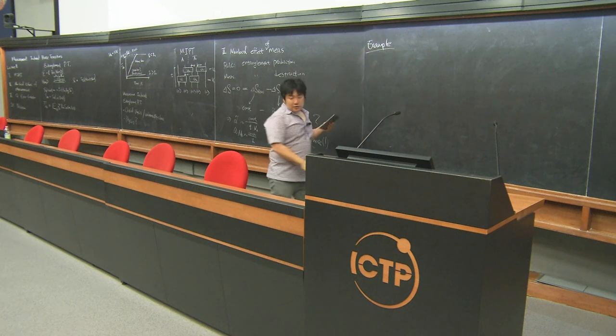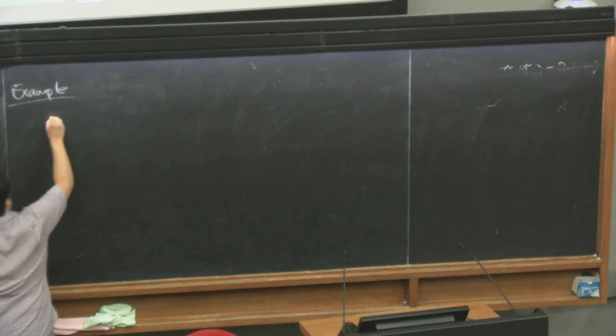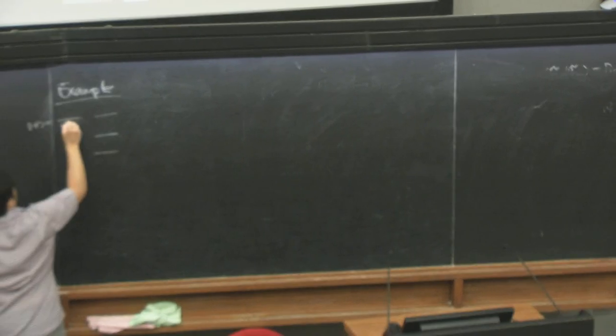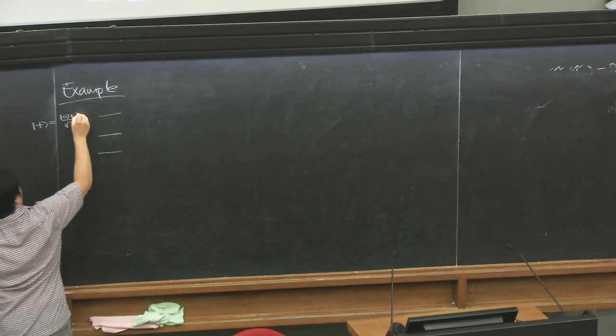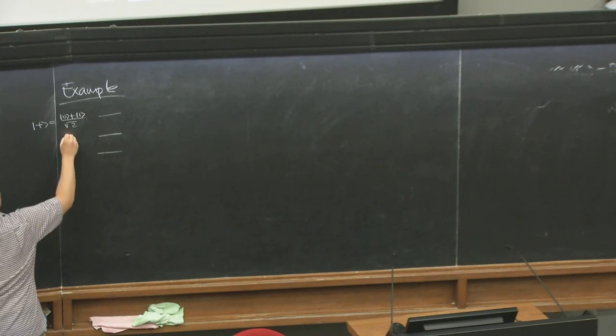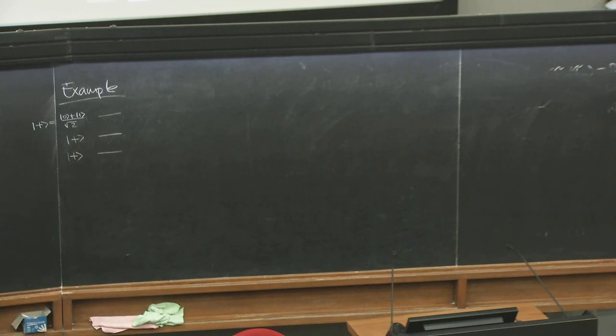So here, let's consider a quantum circuit diagram. We are going to have three qubits. The first qubit is in a so-called plus state, which is a superposition of 0 and 1. The second qubit is also in the plus state, and the third qubit is also in the plus state. Okay. Yes, question?